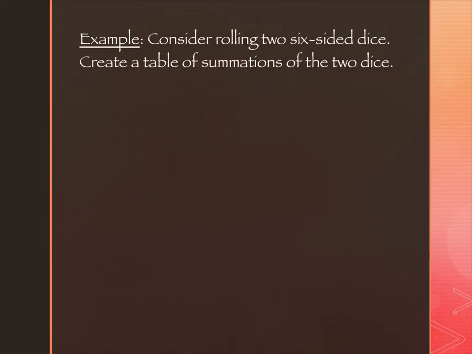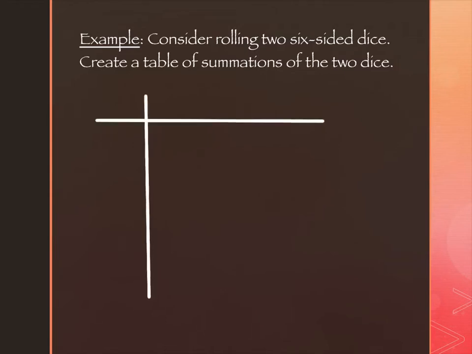All right, taking a look at the next one, we're going to roll a 6-sided die, 2 of them actually. And what we're going to do is we're going to create a table of summations for the die. So there's other ways you could do this, but I really just care what the sum is. So I'm going to create my table to look something like this. And I'm going to list all the outcomes of each die along the top and along the left. So the die could be a 1, 2, 3, 4, 5, or 6. And then I'm going to do the same thing along the left. 1, 2, 3, 4, 5, 6.